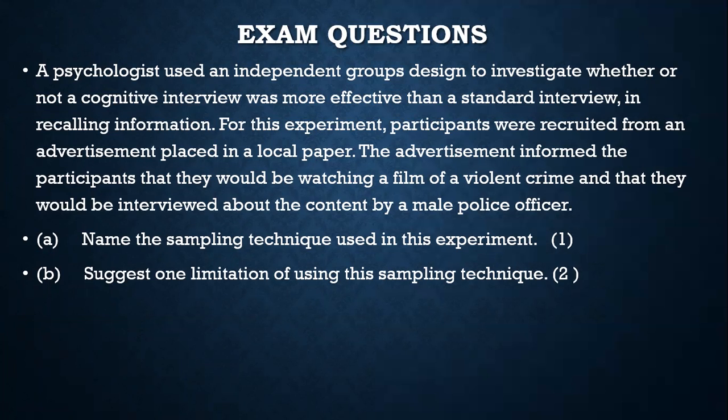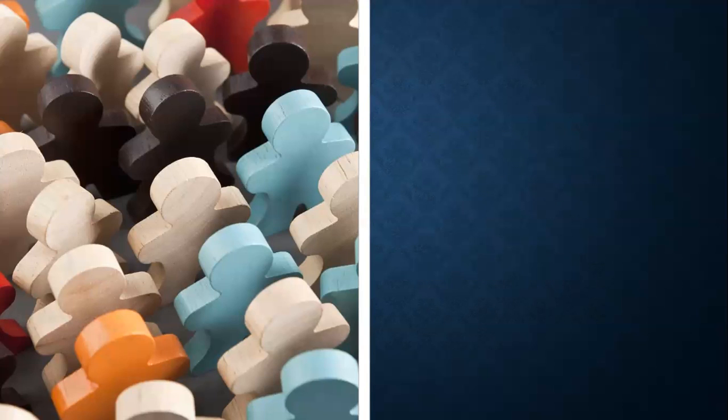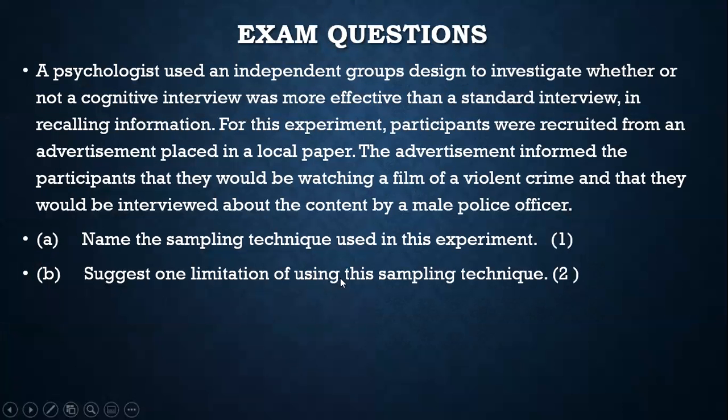So they were expecting people to respond to that. So all you had to do was write volunteer or self-selected. One word could get you that 1 mark because it just says name. So a volunteer sample or self-selected sample will get you your marks. Now let's just go back to our second question. Suggest one limitation of using this sampling technique, 2 marks. Now, you don't need to apply it because it doesn't say suggest one limitation of using this sampling technique for this research, or apply it, or refer to the research. They're not giving you any application words.